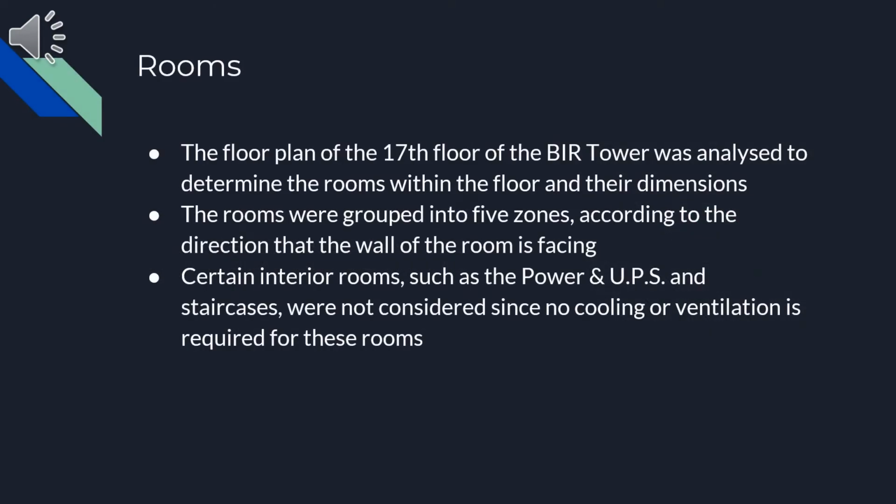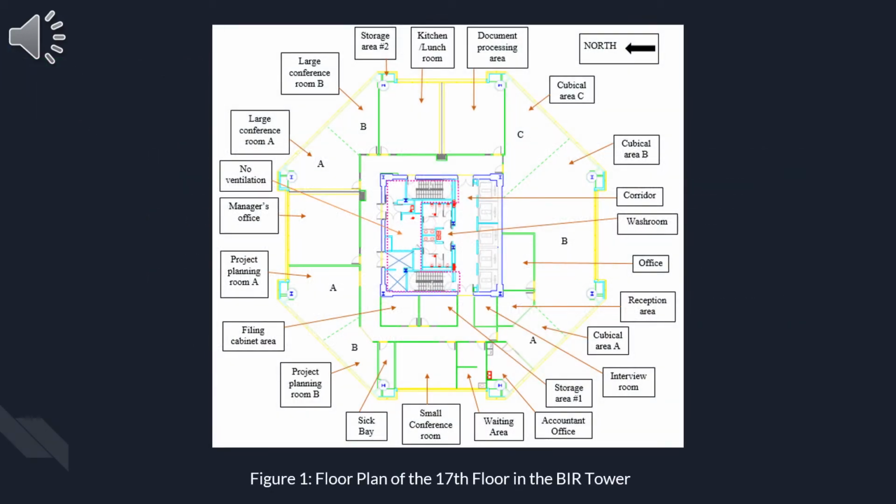Design specifications were predetermined to perform calculations and to enter data into the CHVAC software in order to get the required results. The floor plan was used to identify and group rooms which needed to be ventilated and those that do not. Figure 1 shows the floor plan of the 17th floor in the BIR Tower, with all rooms requiring ventilation as well as rooms not requiring ventilation.